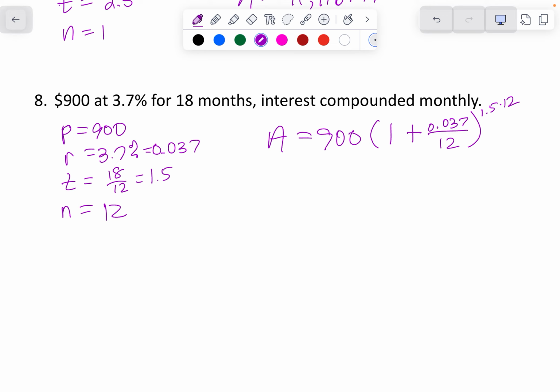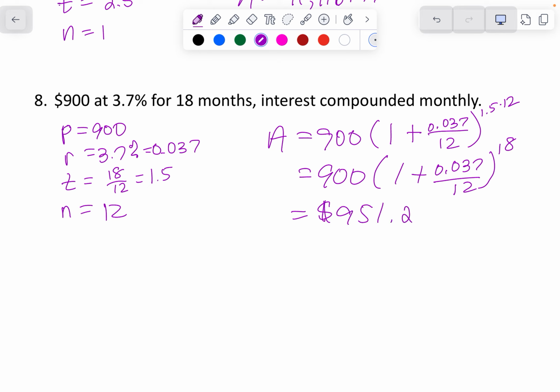Now 1.5 times 12 is a good idea to do. Sometimes it's a good idea to do the parentheses also, but the calculator does kind of just do it if we just leave it at this point. So if we enter into our calculator 900 times 1 plus 0.037 divided by 12 to a power of 18, we should get $951.28. Did you get the right answer?